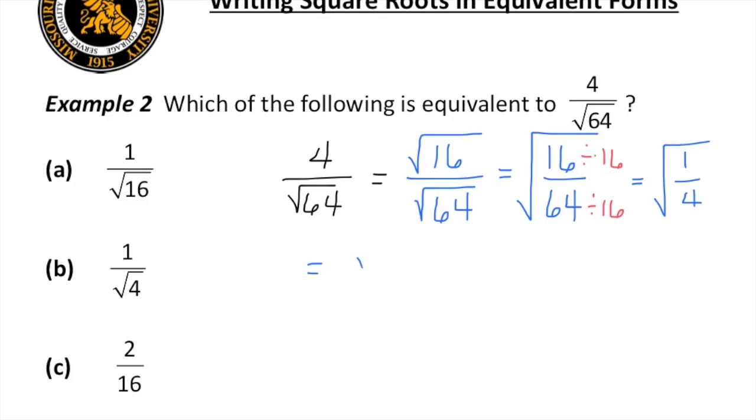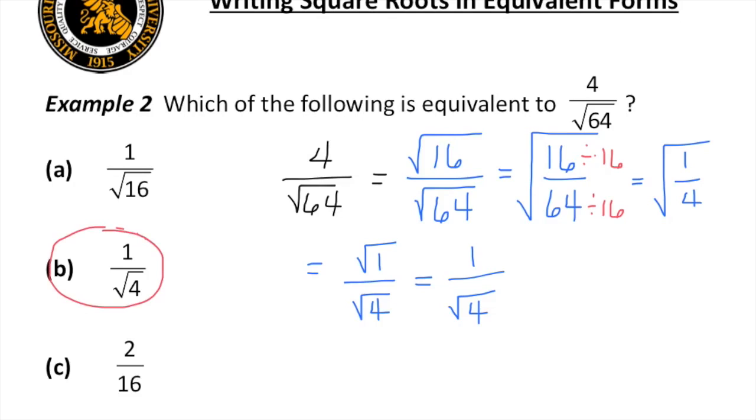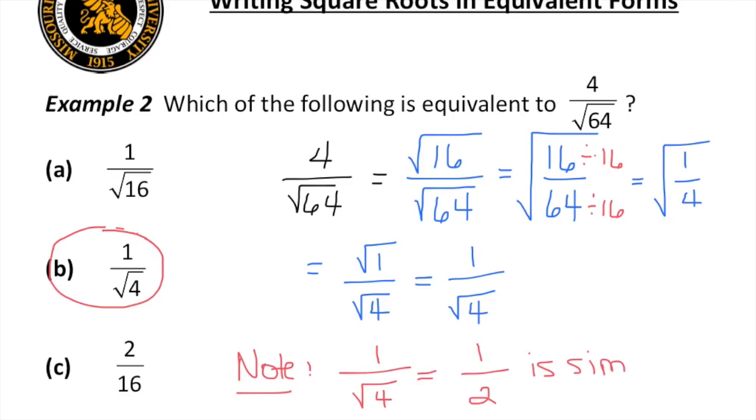Now taking the square root of the numerator and denominator separately, we have the square root of 1, which is 1. The denominator can be simplified, but if we leave it as the square root of 4, we see that that is one of the answers given to us as a possible solution. So, stopping at that point would be fine in this problem. However, if it asked you to simplify, then you would need to finish the problem by rewriting the square root of 4 as 2, giving 1 over 2, or 1/2. That is simplified.